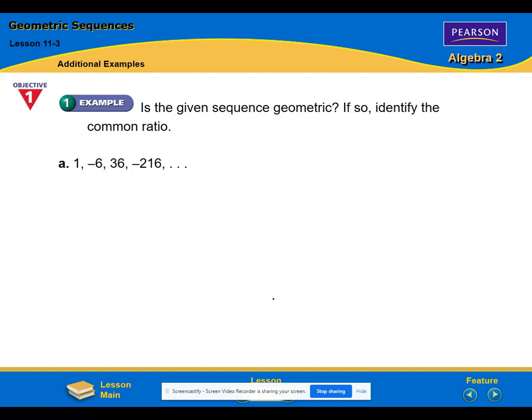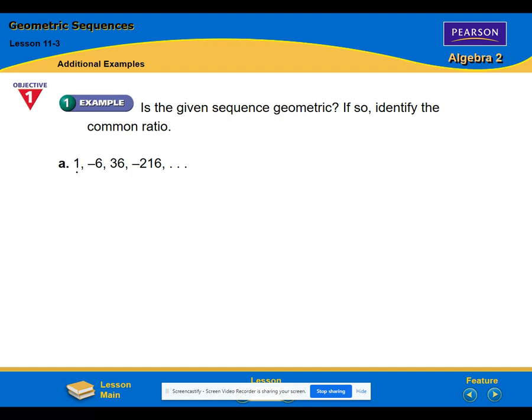Okay, so an example to start. Is the given sequence geometric? If so, identify the common ratio. What you'll find is that in geometric sequences, they can alternate positive, negative. So don't take one glance and think, well, it can't be because positive, negative, positive, negative. That would be true for arithmetic. You can't have that for arithmetic sequences.